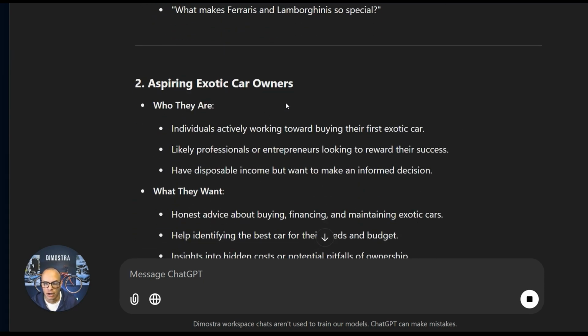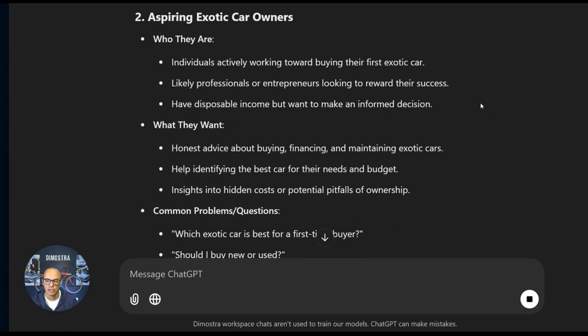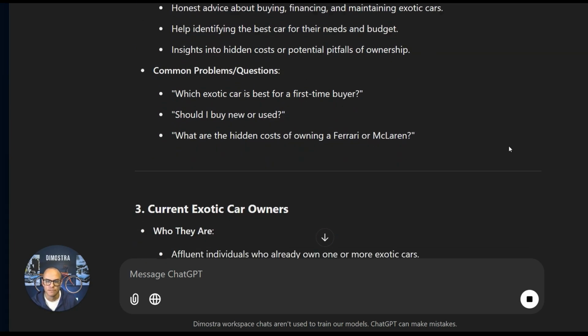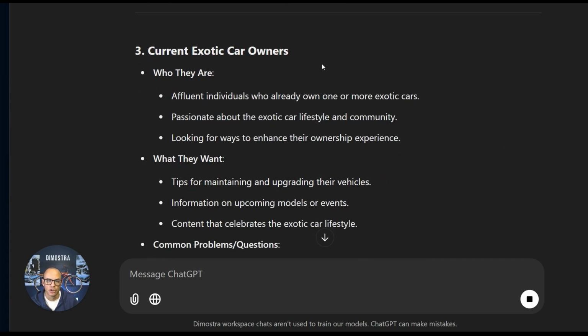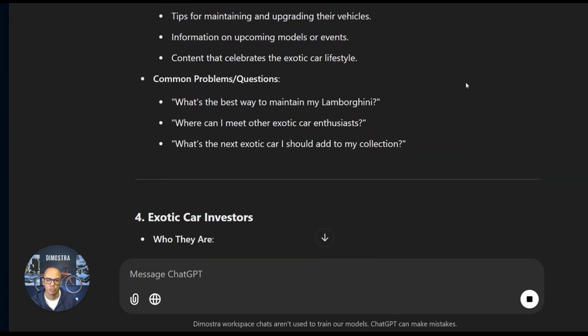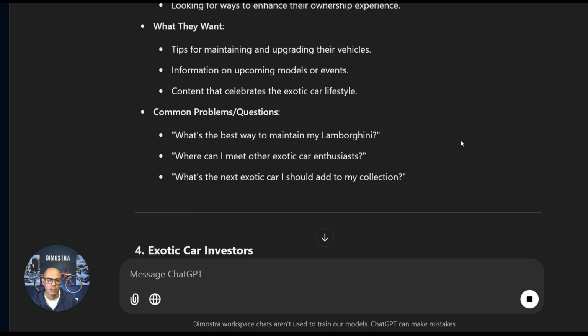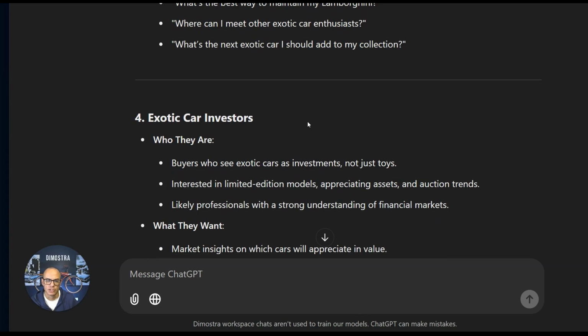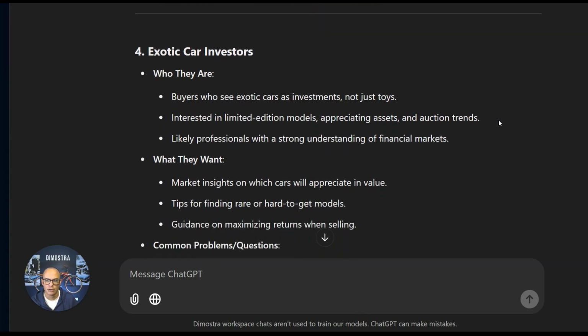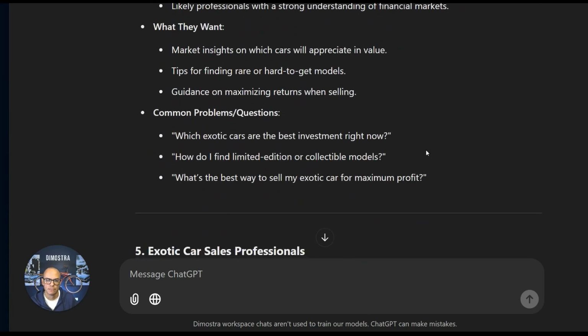Aspiring exotic car owners, who are they? I'm just going to cruise through these here. Current exotic car owners, who they are, what they want, common problems. See, this is all just ideas for your videos. Exotic car investors, who they are, what they want, common problems.